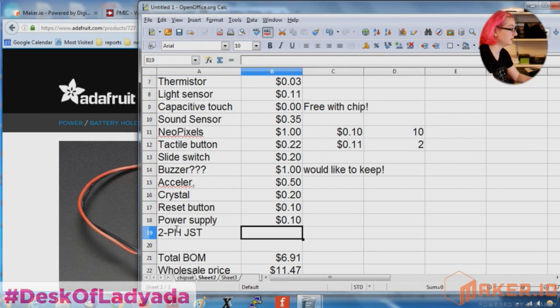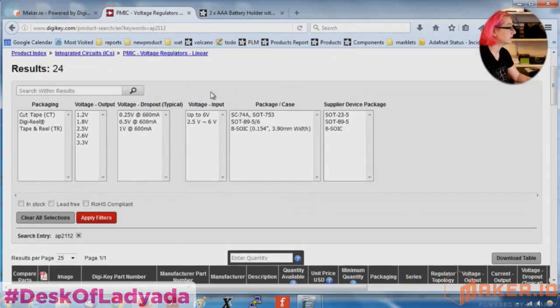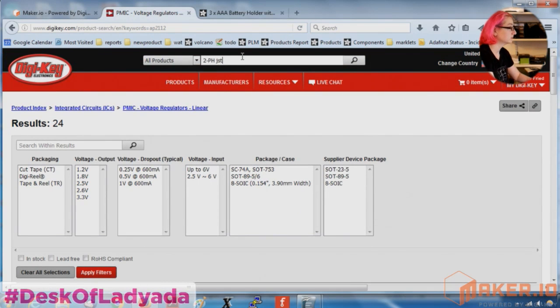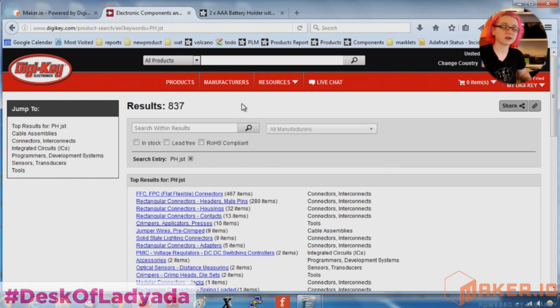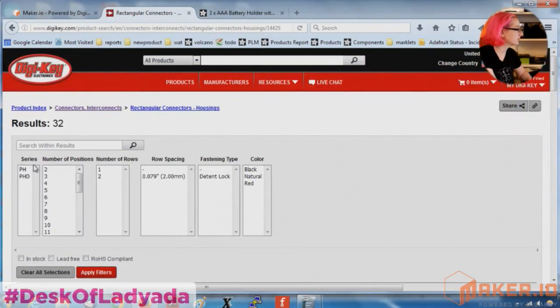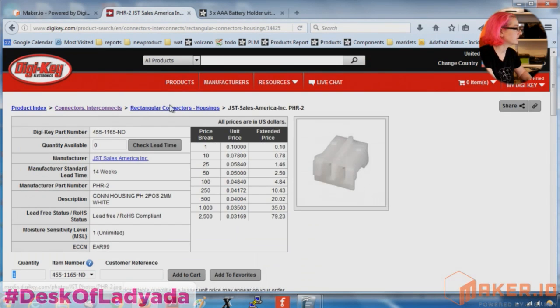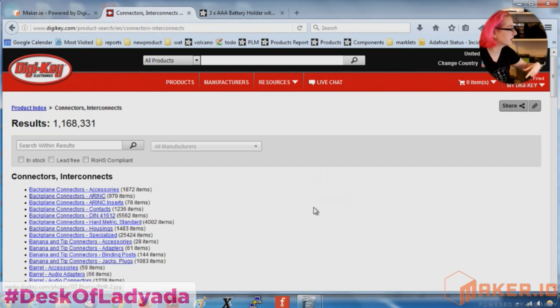So 2pH JST. Is it pH 2 or 2pH? This is sort of a standard connector that the maker community has decided on: a JST connector is standard, and all the batteries are going to use it. Finding connectors is a challenge, so if you can use something standard, that's good. I want 2 positions. Oh, that's the housings. What I wanted is the other, that's the input side.